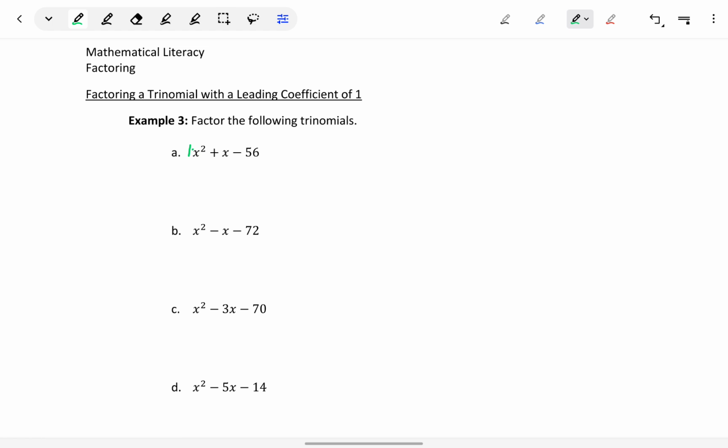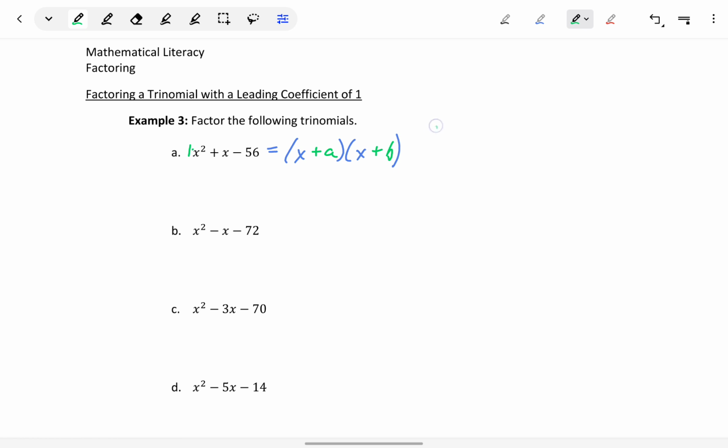We want to look at factoring this expression, which means we want to rewrite it in the form x plus a times x plus b. That is, we want to take this trinomial and rewrite it as the product of two binomials. Obviously, to do this, we need to figure out what those values for a and b should be.